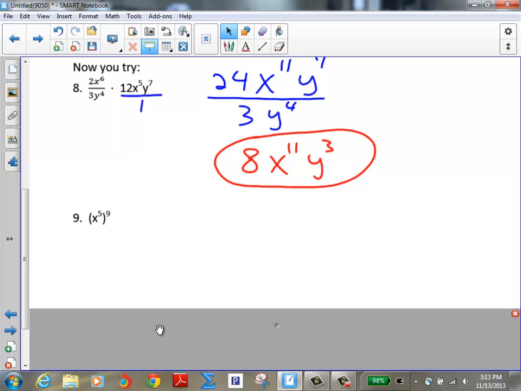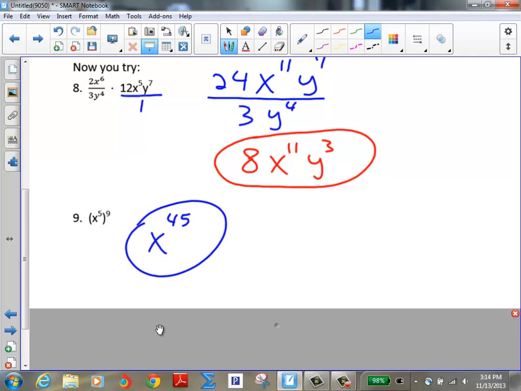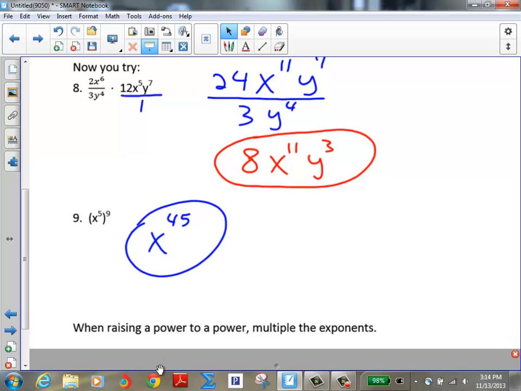x to the 5th raised to the 9th power. This is raising a power to a power. And when we're raising a power to a power, we are going to multiply the exponents. So 5 times 9 gets us 45. So this is x to the 45th power. Our rule, when you're raising a power to a power, we multiply the exponents.